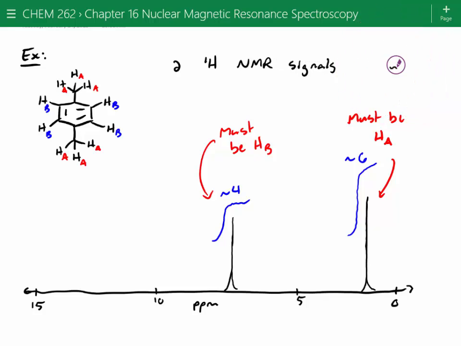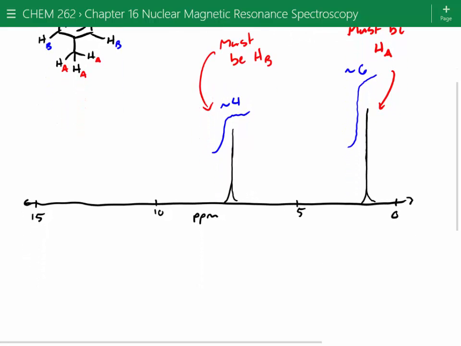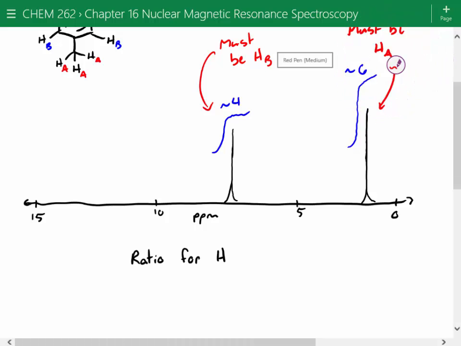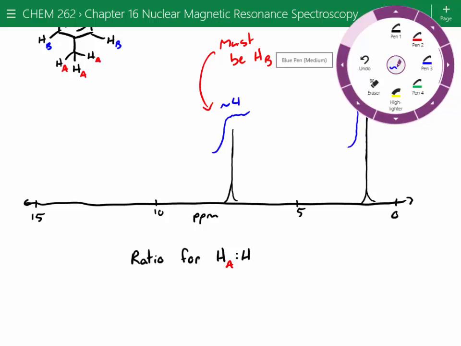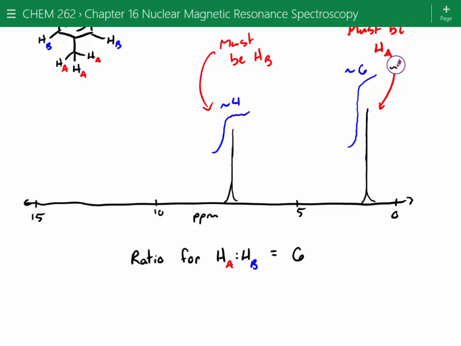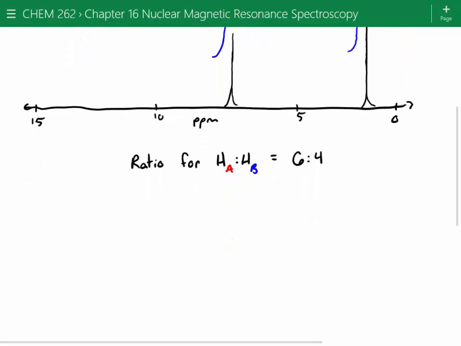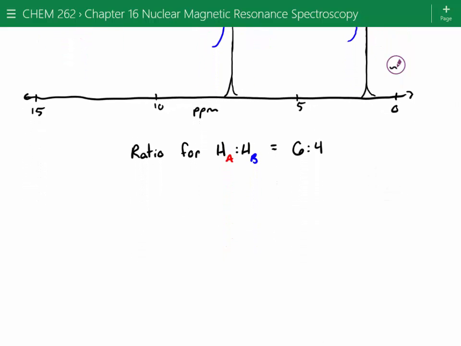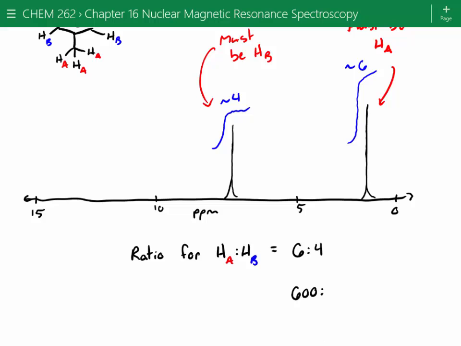Another thing that kind of confuses people, I'm going to scroll down here. The ratio for HA to HB we said is equal to 6-to-4, right? Based on our graph. What if I set it to 600 for HA? What would the integration be for HB? 400, right? It's just a ratio.